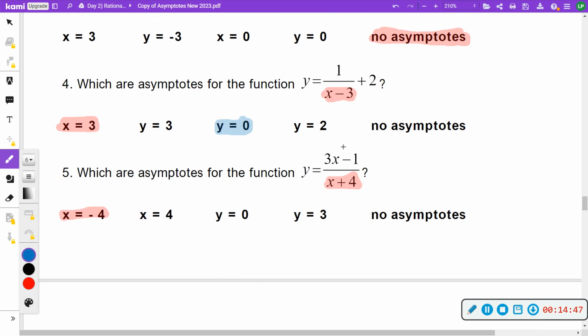Now here they're the same degree. You got 1 and 1. And when they are the same, remember, you divide those two numbers. So I would take 3 divided by 1. So y equals 3 divided by 1, which just reduces to 3. So for this one, the horizontal asymptote is y equals 3.